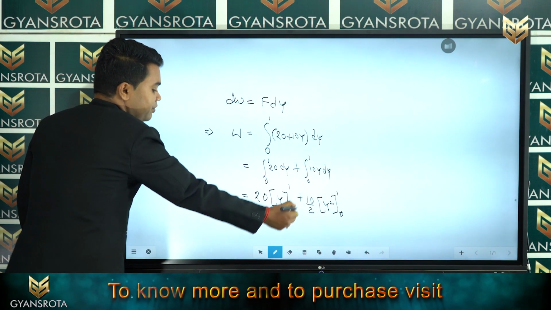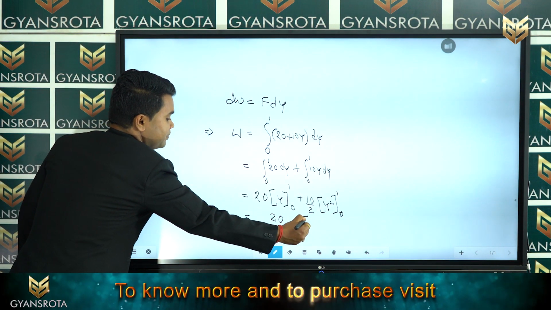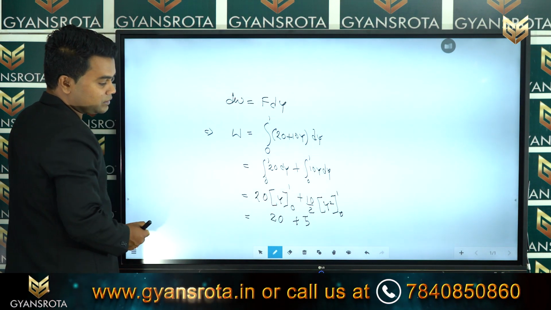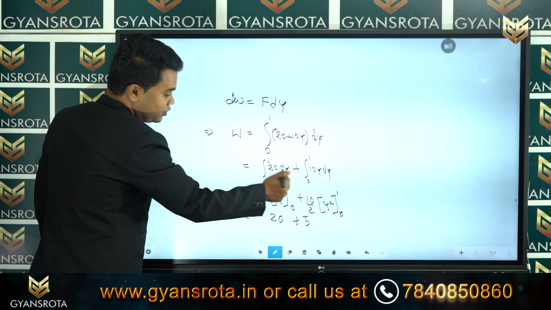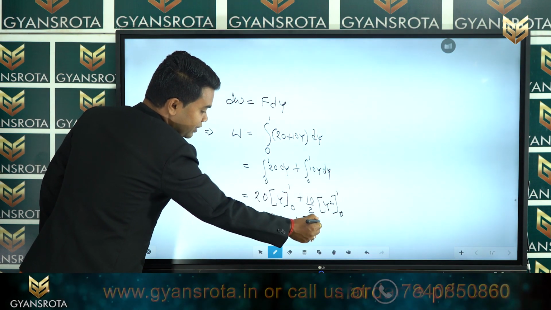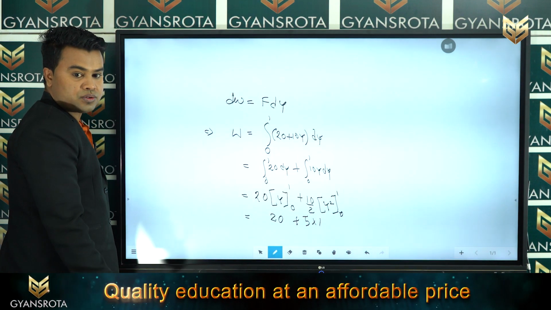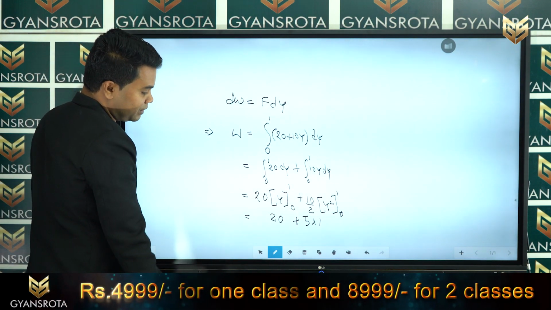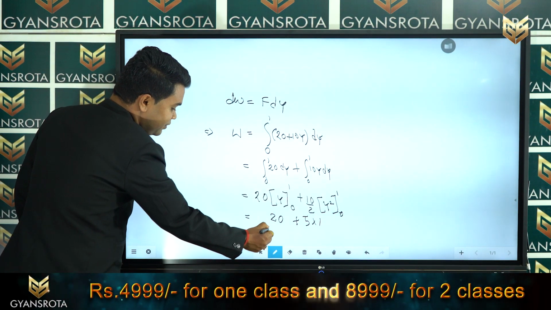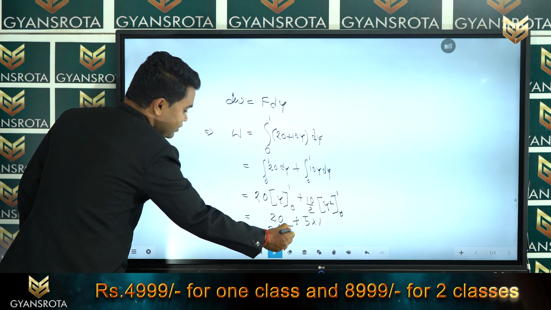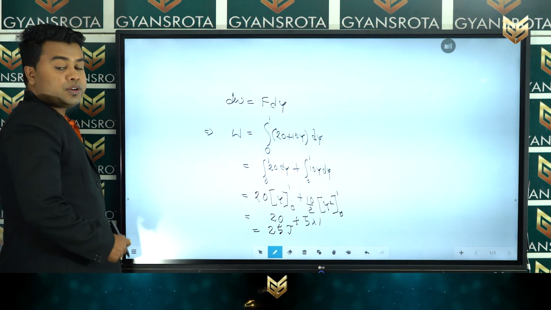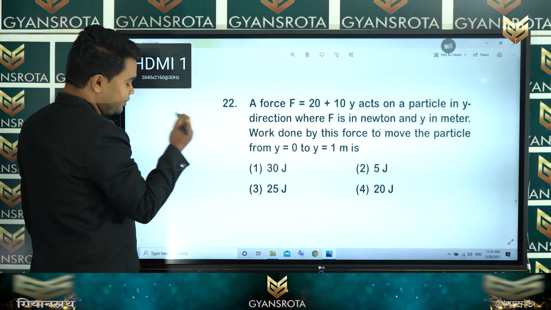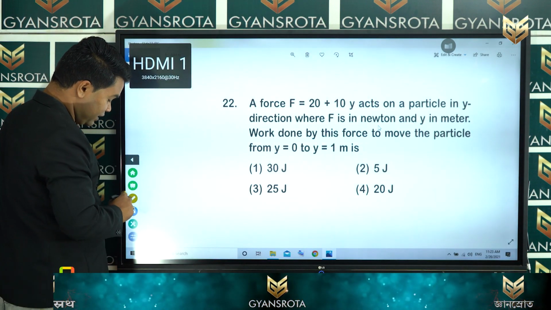And again here it will be 5, and then if you put the upper limit, it will be how much? It will be again y square 1. So answer is coming out to be 25 joule if you put upper limit and lower limit. 20 plus 5, 25 joule. So your correct answer is option number 3, I guess, that is 25 joule. So it can be calculated easily.